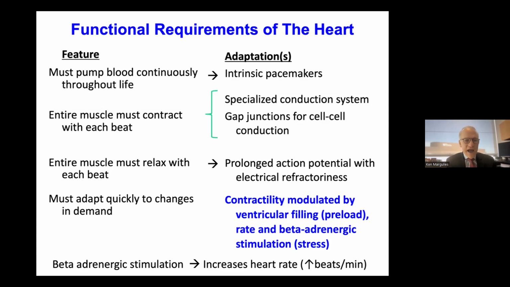We know the heart muscle must relax with each beat, and that's one of the reasons we have a prolonged action potential with that long plateau phase and electrical refractoriness, because we need time to refill. And then the heart must adapt quickly to changes, and that's what I was just highlighting. If we don't have the ability to grade contractility with individual motor units in a functional syncytium, then we need to grade contractility with preload, heart rate, or beta adrenergic stimulation stress. And of course, these are linked, right? The same beta adrenergic stimulation that causes all those myocyte phosphorylation events also increases the heart rate at the same time. So I'll stop there and be happy to take questions.